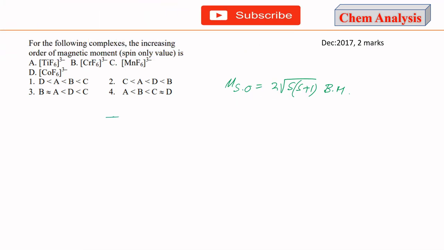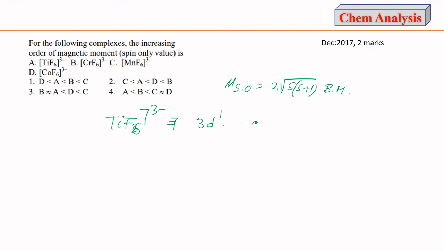So from the given four options, in TiF6 3 minus, titanium is in the plus 3 oxidation state and the electronic configuration is 3d1, and in CrF6 3 minus, here also chromium is in the plus 3 oxidation state and the electronic configuration is 3d3. Here there will be argon; I have not written the inner shell electronic configuration.